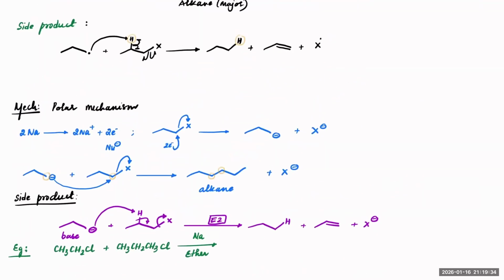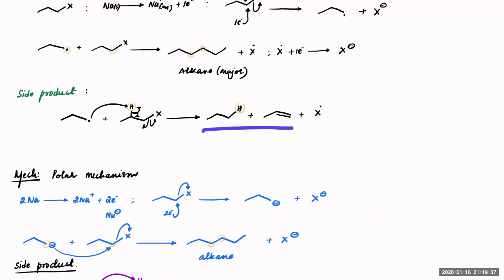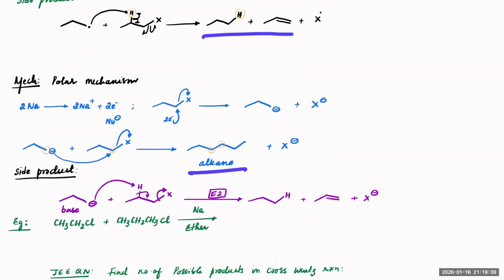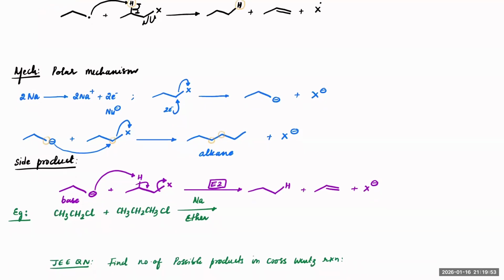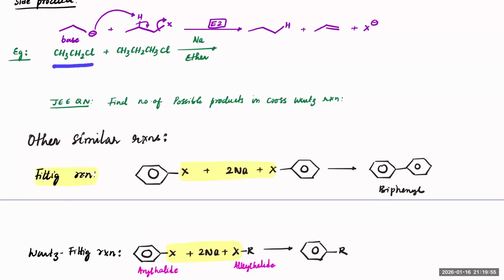So have you noticed that the side products as well as the major product are exactly the same? That's why both the mechanisms are equally accepted. So the polar way of explaining or the non-polar way of explaining leads to the same products. Okay. So what if you have two different alkyl halides? So far, the mechanism and the products are suggested on the basis of the same molecule. What if you have two different alkyl halides?